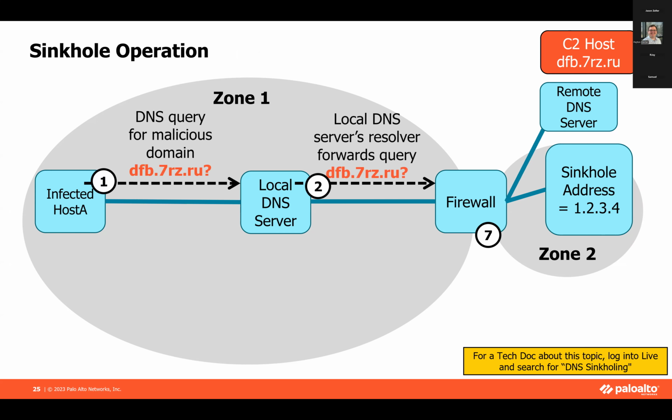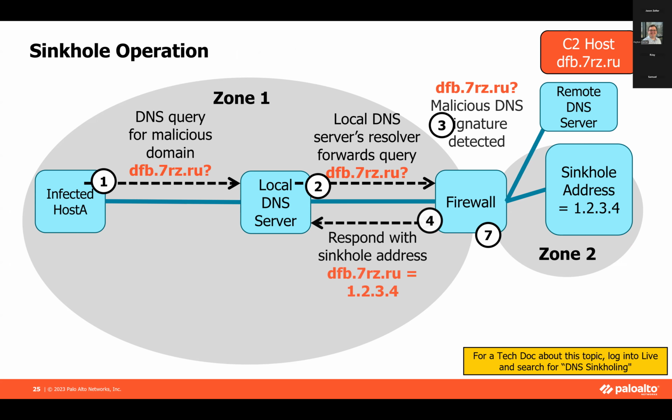So there again, the DNS query comes out for a malicious domain. Our local DNS resolver is going to forward that out to the firewall. The firewall goes, hey, that's a bad signature. We're going to end up responding back with the sinkhole address for that DNS request. So we're kind of man in the middle for DNS requests as they come through there.